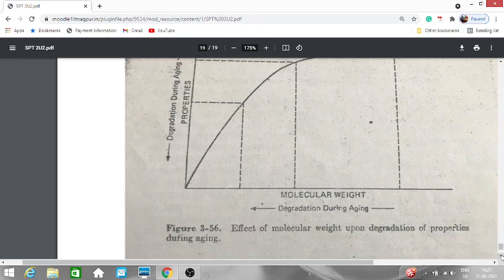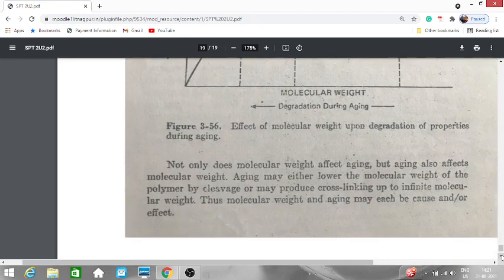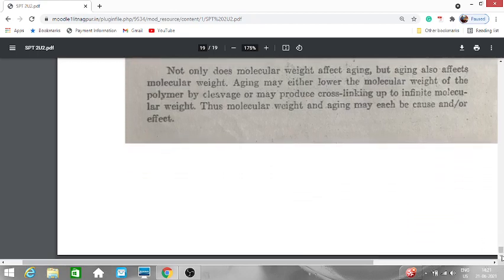Effects of molecular weight upon degradation of properties during aging. Not only does molecular weight affect aging, but aging also affects molecular weight. So they both affect each other. Aging may either lower the molecular weight of a polymer by cleavage, or may produce cross-linking up to infinite molecular weight. Thus, molecular weight and aging may be cause and effect, or effect and cause. So this is all regarding the dependence of properties of polymers on molecular weight.